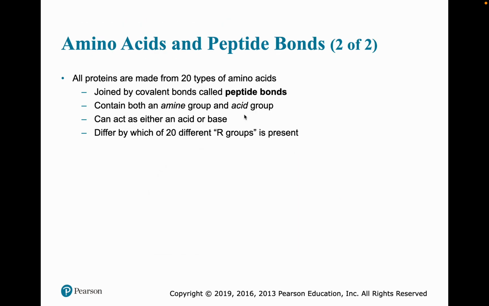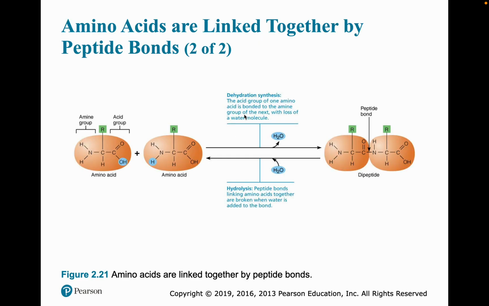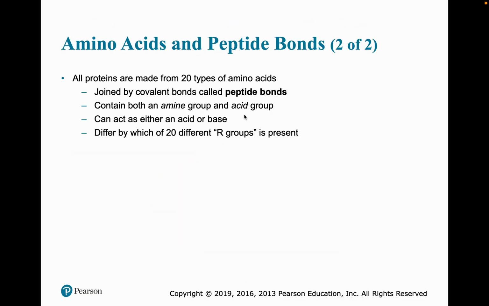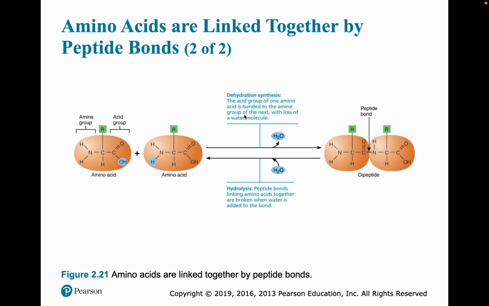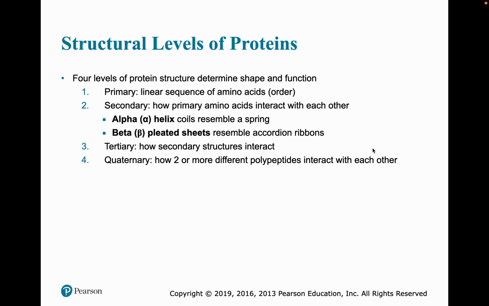Those 20 different R groups. Our covalent bonds are held together by peptide bonds. So here's where we form the peptide bonds. The OH from an acidic group of one combines with a hydrogen from the amine group of another, forming a bond between a carbon and a nitrogen, which gives us a peptide bond. So if we have 2 amino acids joined together, we have a dipeptide with a single peptide bond.